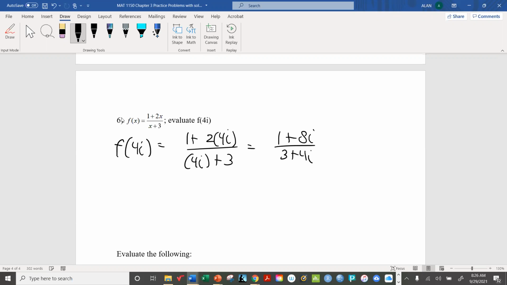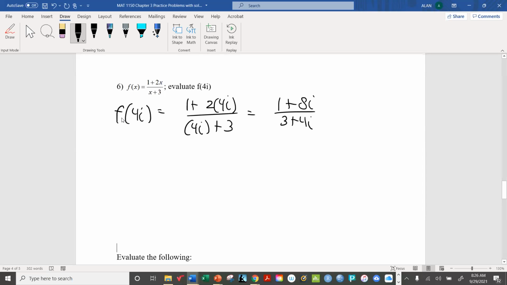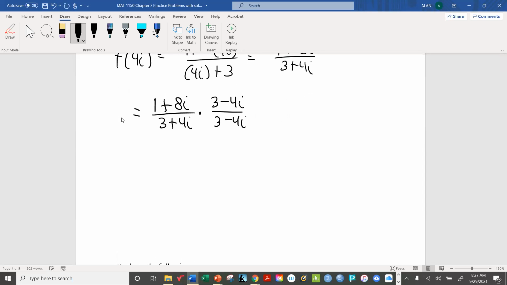And right here, this number, this ratio is technically not wrong, but we would like to simplify it. So let's do that with our complex conjugate of the denominator, that is, and that would be just 3 minus 4i over 3 minus 4i. Okay, and then we can apply FOIL to both the numerator and the denominator.